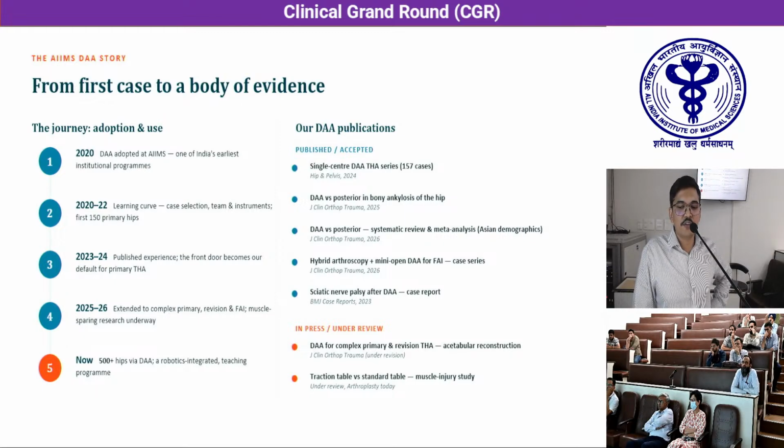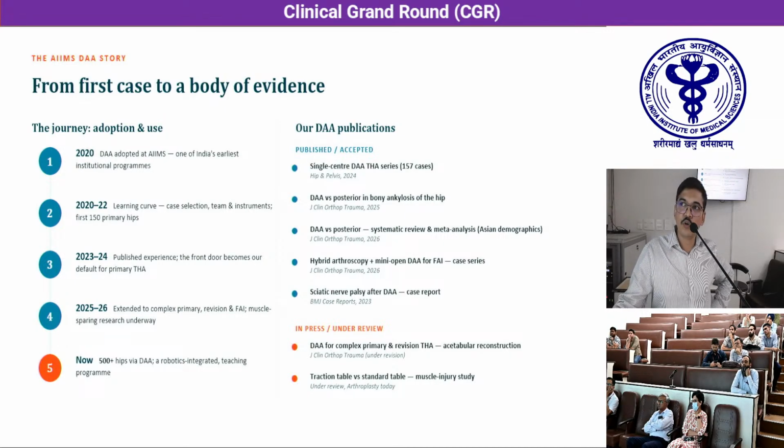If you see here, in 2025, we have published papers on complex cases like bony ankylosis, and a systematic review and meta-analysis on the Asian demographics. We were able to find hardly 1 or 2 papers from India and the rest of the papers from other countries of Asia. And they also suggested that the results are more or less aligned with the Western literature, that early results are better.